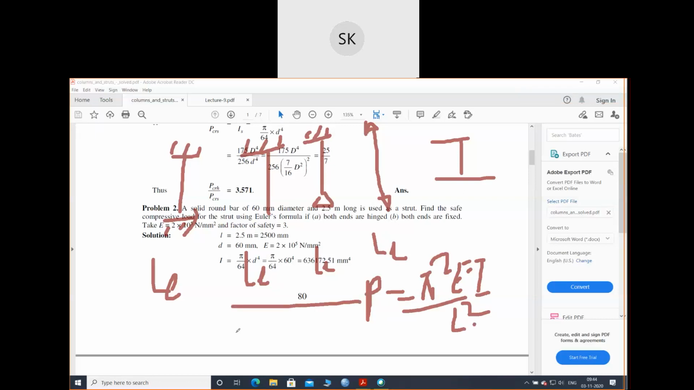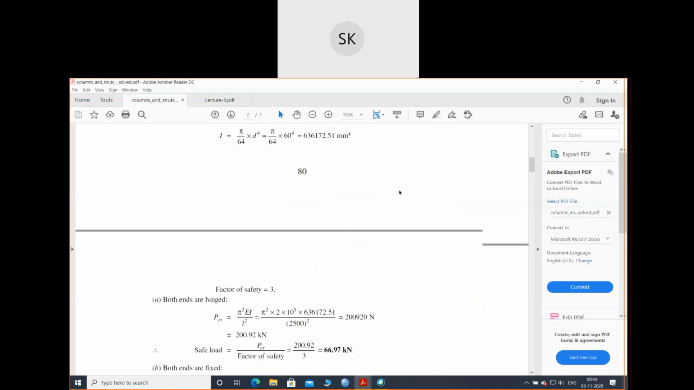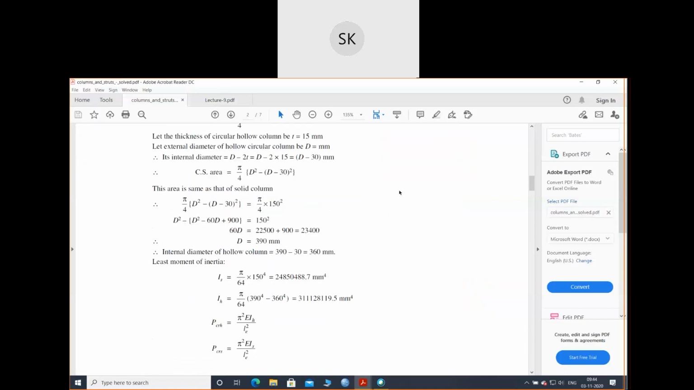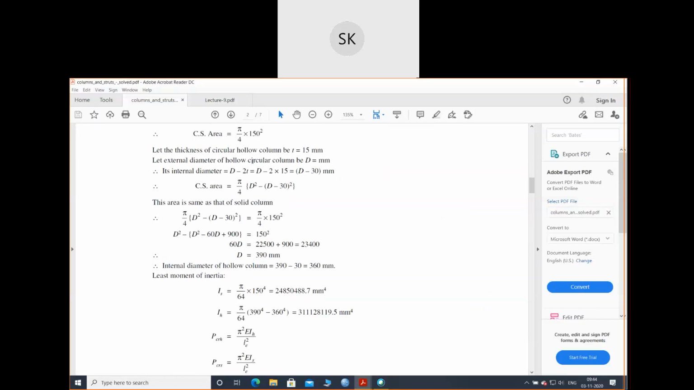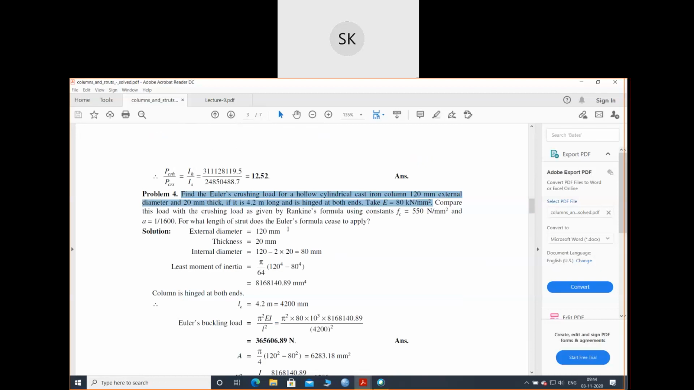And this P is also called Euler's crippling load or collapsible load. Okay, don't confuse with that. So any issue regarding these types of problems? There may be a twist of internal and external diameter. Once you solve this problem once more by yourself, then you will understand clearly.